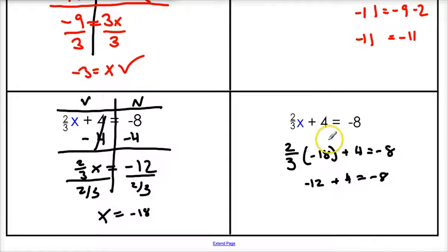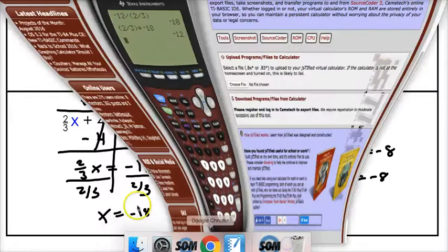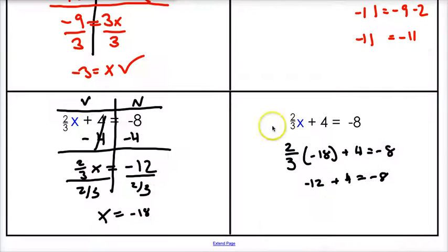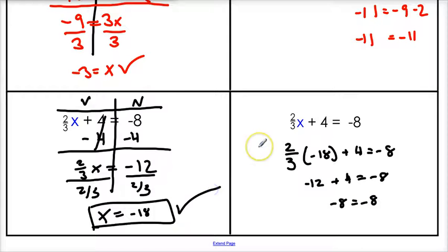You can put this in your calculator. Let's check and see what that is. Negative 12 plus 4. Look at that, it gives us negative 8. Ain't that nifty? So we get negative 8 is equal to negative 8. This checks out as our solution. Bada bing, bada boom. You are done with this one.